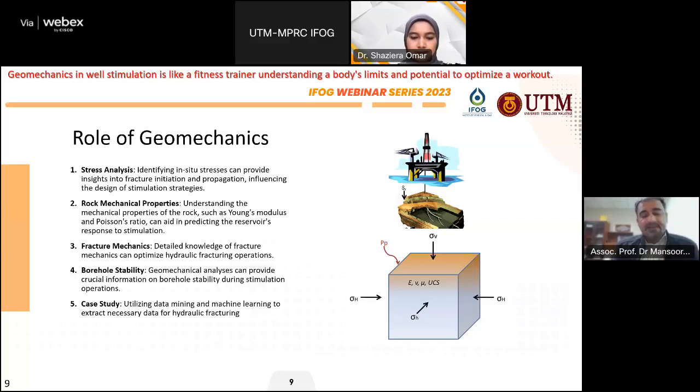Next, understanding the mechanical properties of the reservoir rock is very important. Parameters such as Young's modulus and Poisson's ratio can aid in predicting how the reservoir will respond to stimulation. For instance, rocks with high Young's modulus, they are stiff or brittle, are more likely to fracture, a factor that we can leverage in hydraulic fracturing operations. So we also have borehole stability, and I'm going to present a case study published in a journal.